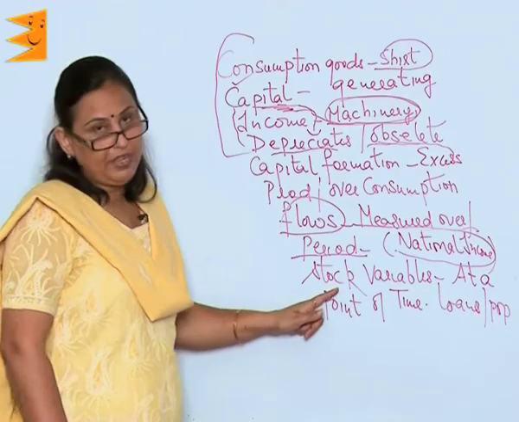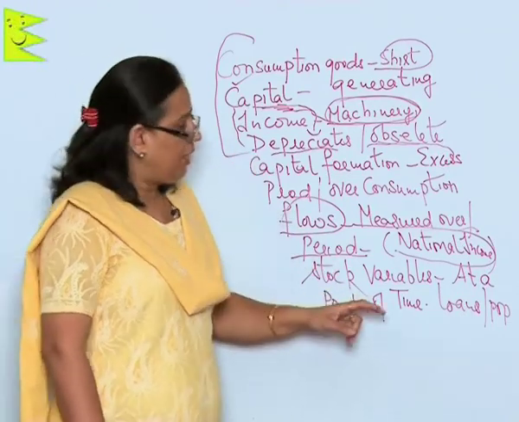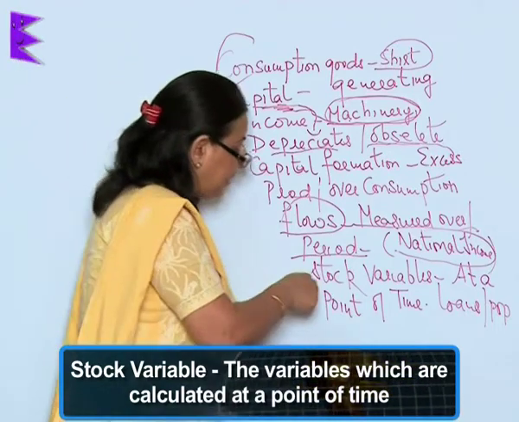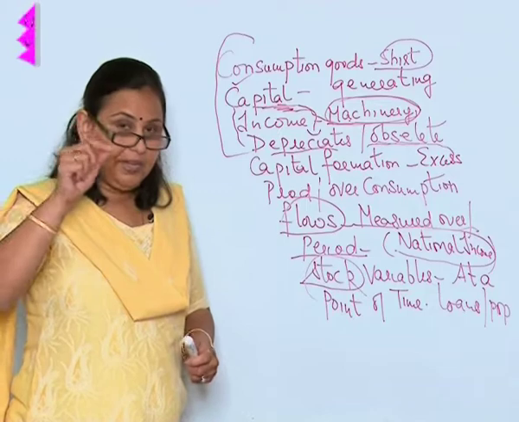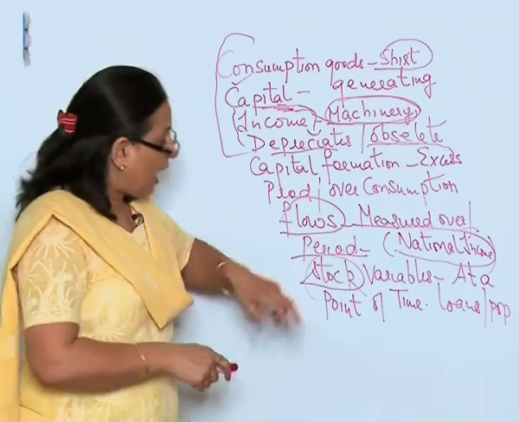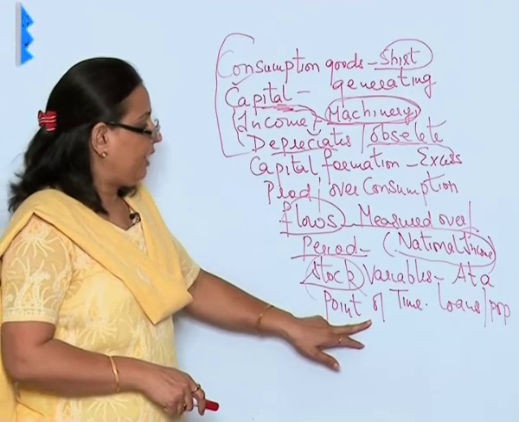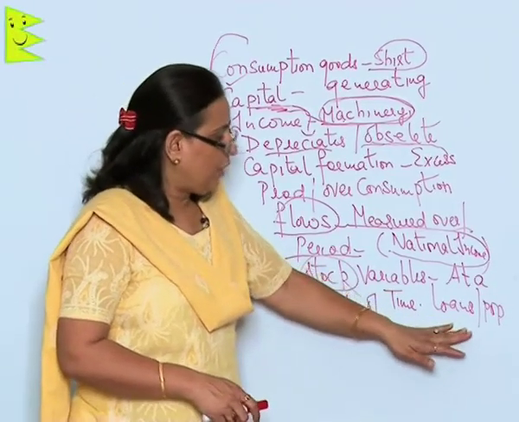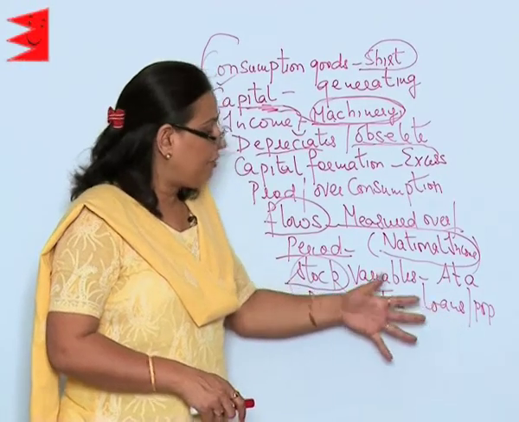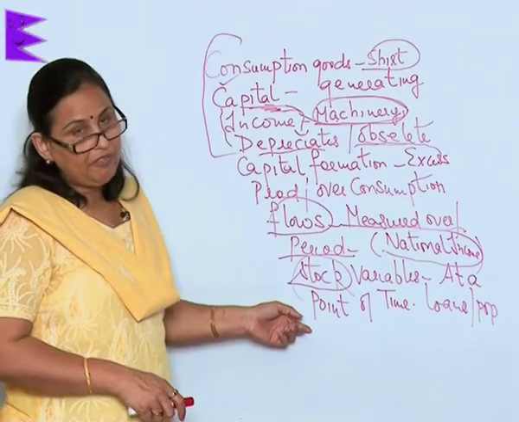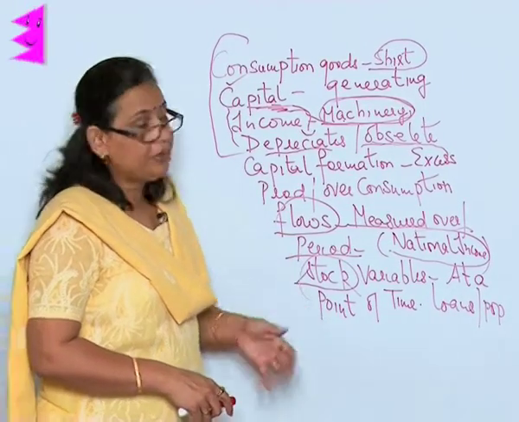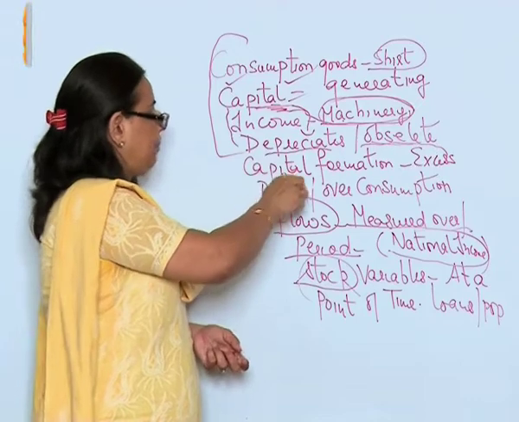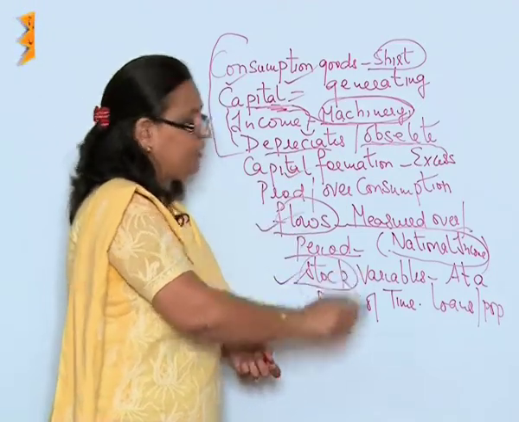But the stock variable is that variable which is calculated at a point of time. As the name suggests, it is a stock at a particular time, say on 26th January 1950. So, at a point of time when the calculation is done, it is the stock variable. Examples can be the loan that you have taken or even the population at a particular point of time. These are the various new terms which you need to understand: consumption goods, capital goods, capital formation, and the flow variables and the stock variables.